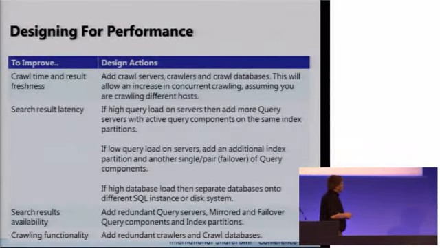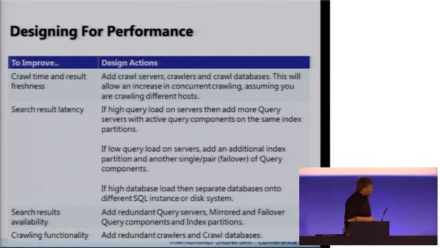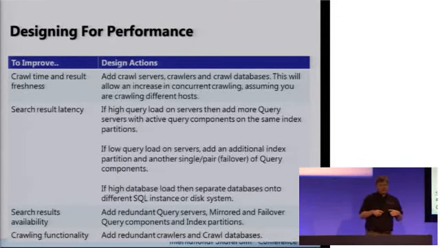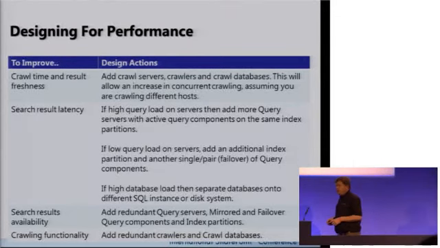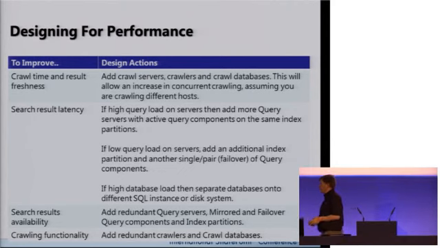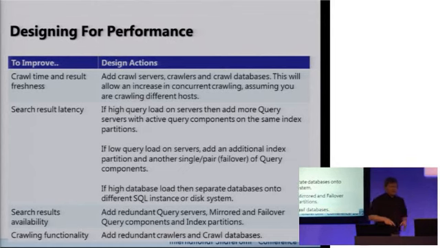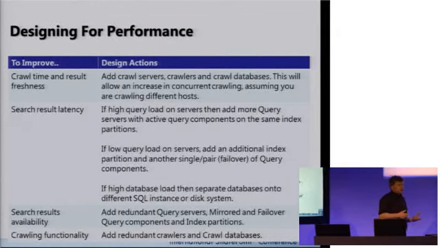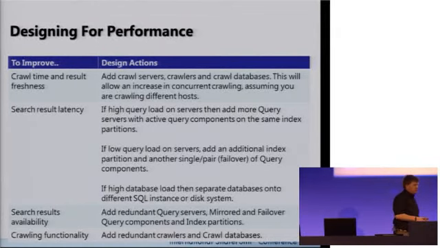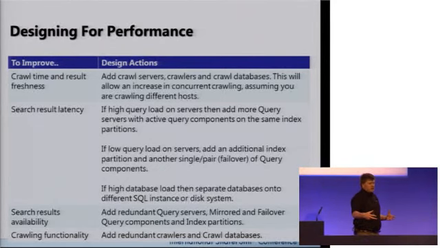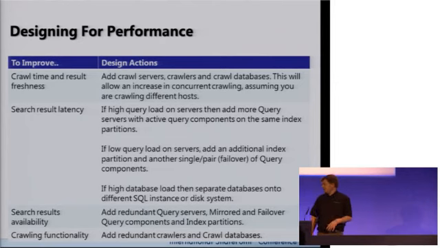In terms of performance then, to improve things like crawl time and result freshness, we're going to add more crawl servers. To improve search result latency, the parameter I mentioned previously about the security descriptors is great, but it only goes so far. You might find that actually your performance bottlenecks are on your disk. The search engine has to make full text queries to a disk. It has to make property queries to a SQL database. So by expanding those out, you'll equally get performance benefits.